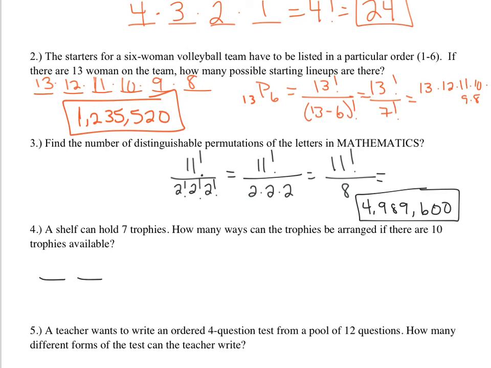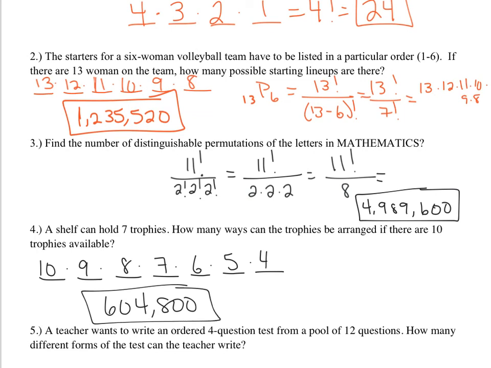So we have 7 trophies: 1, 2, 3, 4, 5, 6, 7. For the first one, you have 10 trophies available. Then 9, 8, 7, 6, 5, and 4. When you type that in the calculator, you get 604,800.